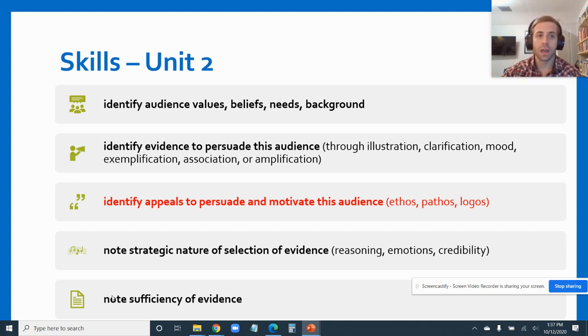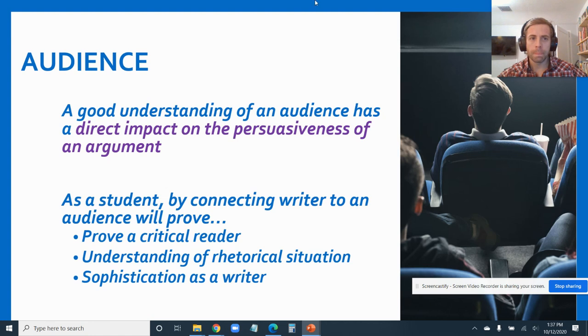And lastly, the thing we're going to work on in this unit is the idea of noting sufficiency of evidence. So an author may present evidence to you, but is that enough to truly make their claim? Are they doing enough as a writer to back things up? So the crux of all of this is the audience. To understand the audience is going to give you a direct impact on the persuasiveness of your argument.